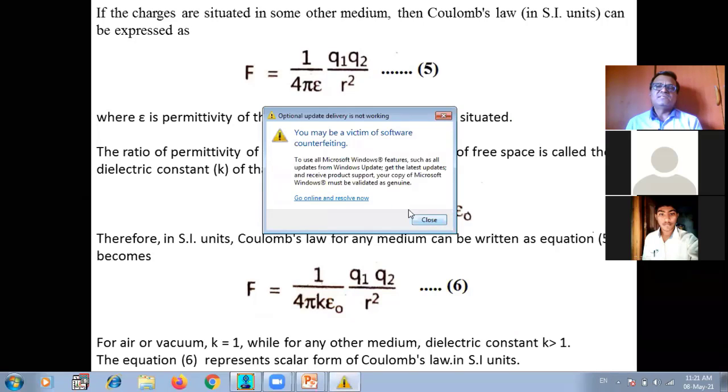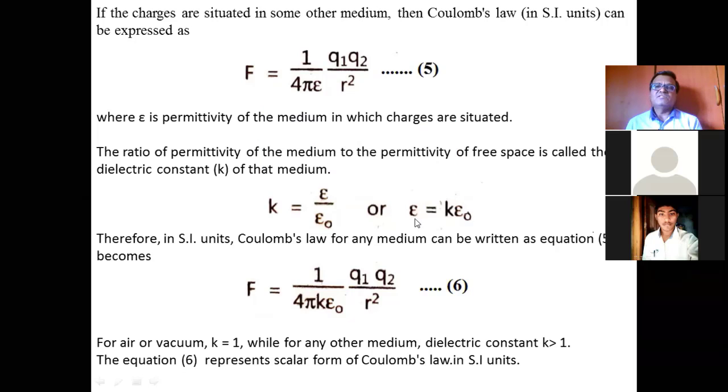Then by using this equation, we can take epsilon is equal to k epsilon 0. Using this value of epsilon in equation 5, we get one more equation: F is equal to 1 upon 4 pi k epsilon 0, q1 q2 upon r square. This is equation number 6, and it is the general form of Coulomb's law.